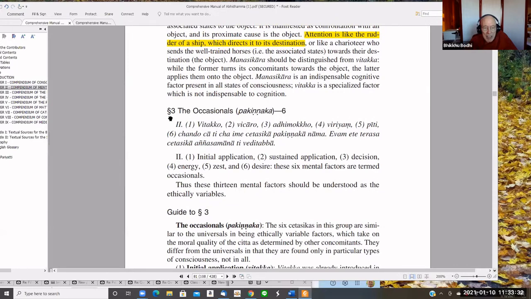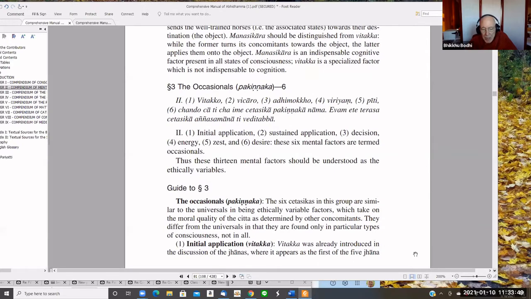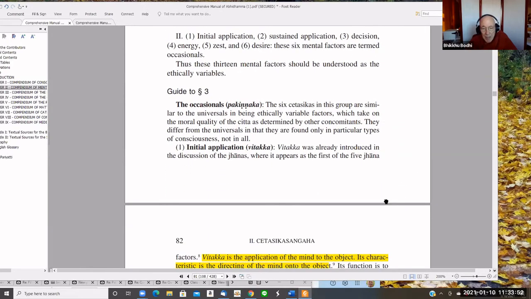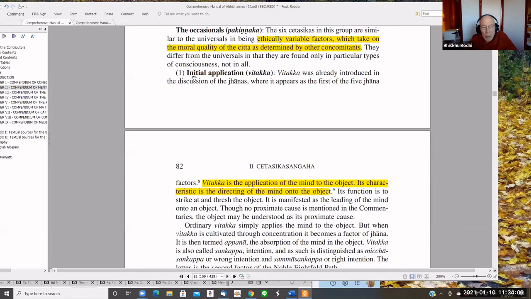Then we come to six factors, which are called occasionals or miscellaneous factors, factors which may be present. In certain cittas, they're necessarily present, but in other cittas, they don't occur. So we could go through these. And these, again, are ethically variable factors, taking on the ethical quality of the citta in which they occur. Okay, so the first of these is vitakka, which is here translated as initial application.